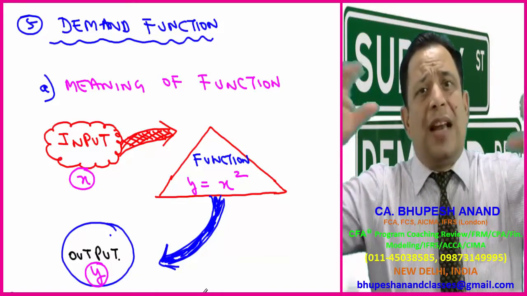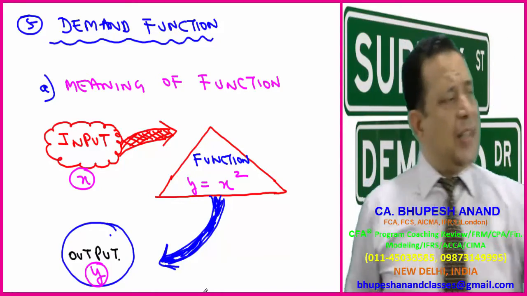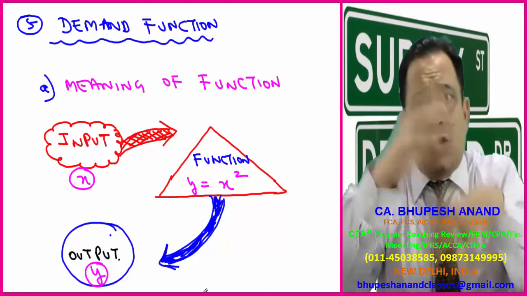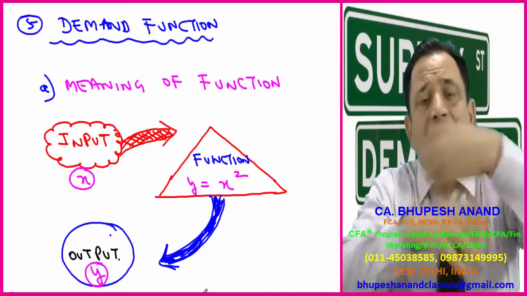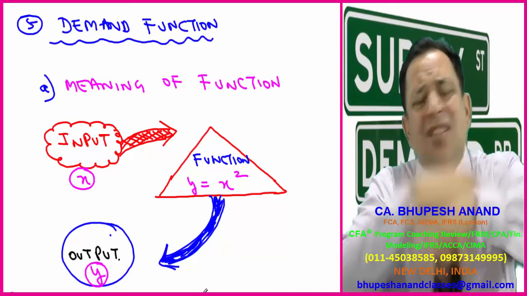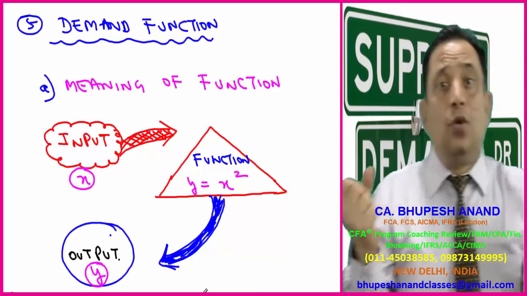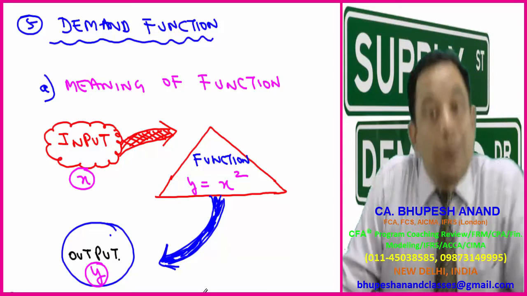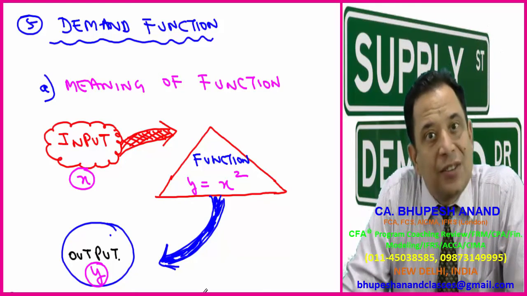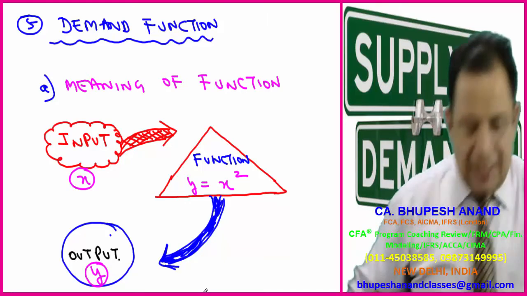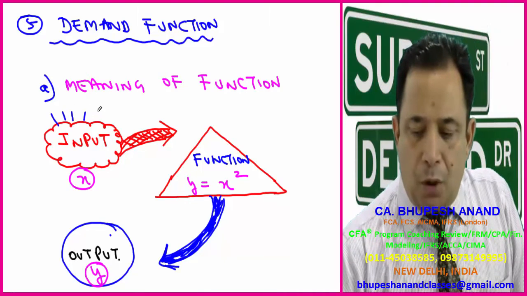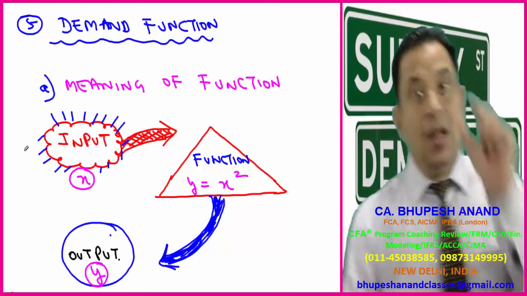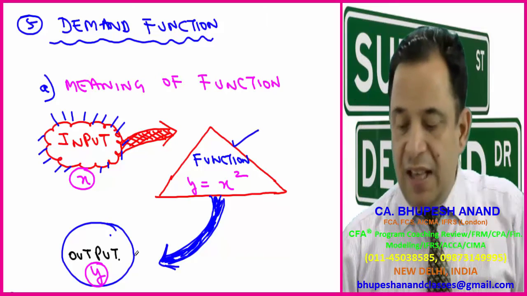In any function, there are some common points. One is that there is an input, then there is an output, and in between input and output there is a function, a system, a respiratory system, production system, any system you can say. I will relate this with the help of a demand function, but before that I am telling you the meaning of a function. There are 3 factors in a function: one is input, second is the function, and third is the output.